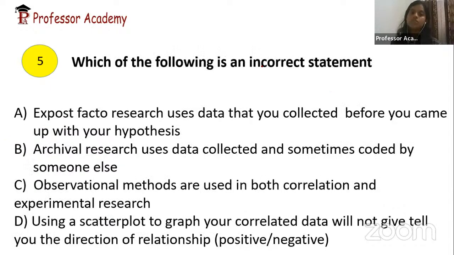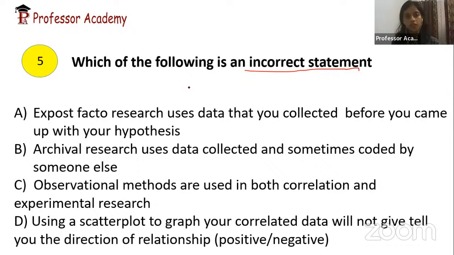Moving on to the final question. Which of the following is an incorrect statement? So we have to identify the incorrect statement. Please note, incorrect statement. Option A, ex post facto research uses data that you collect before you came up with your hypothesis. B, archival researchers uses data collected and sometimes coded by someone else. C, observational methods are used in both correlation and experimental research. Option D, using a scatter plot to graph your correlated data will not tell you the direction of relationship. Either it is positive or negative.